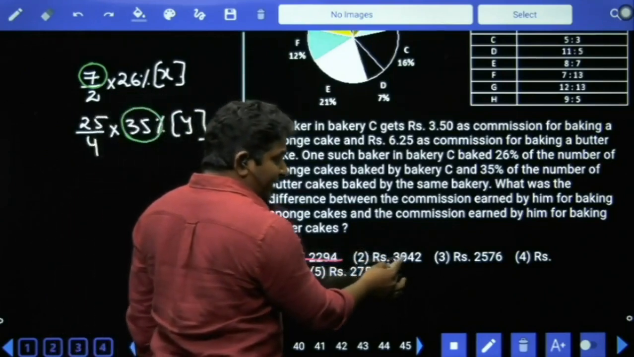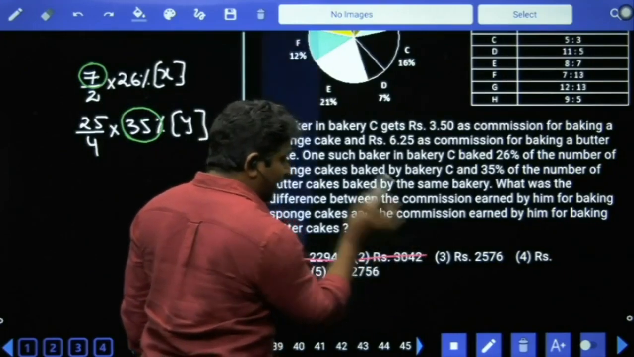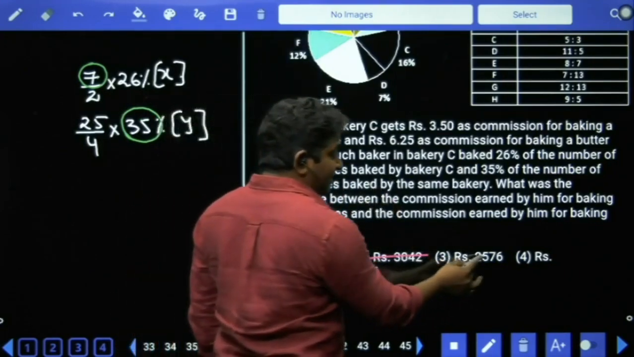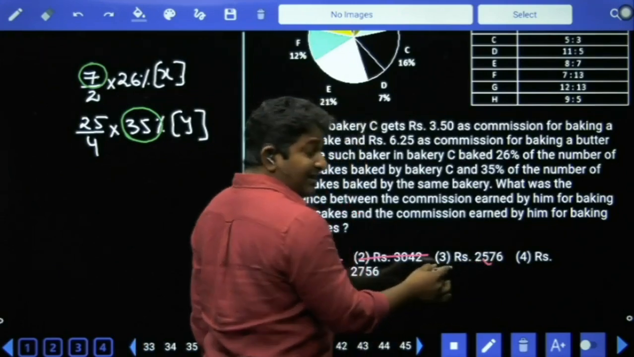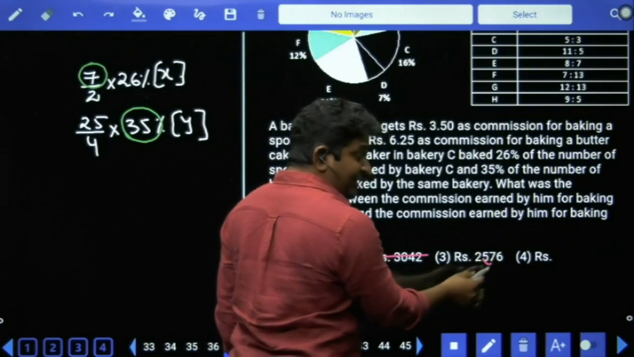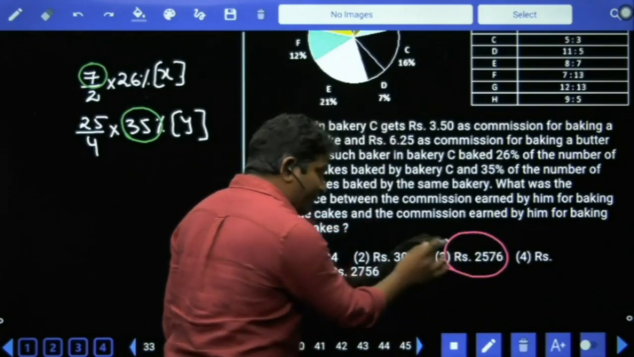7 4 times 28, 24 we have. 7 3 is 21, 32 we have. 32 is not a 7 multiple. 7 3 is 21, 47 we have. 7 6 times 42, 56 is there. 7 into 8, 56. Third option is a 7 multiple. That may be your answer.